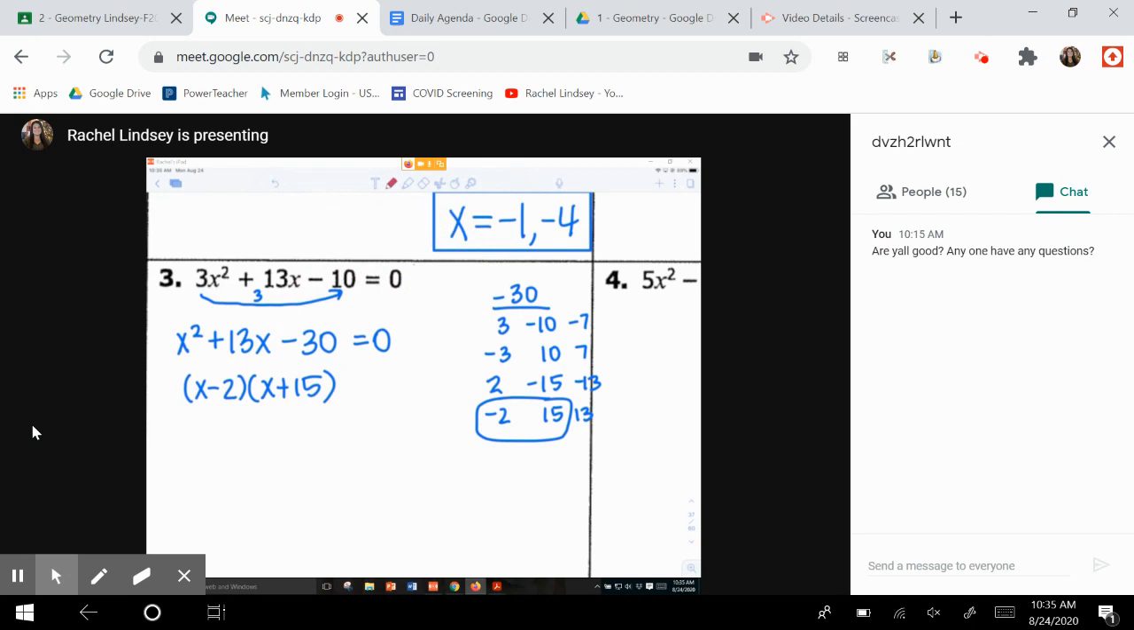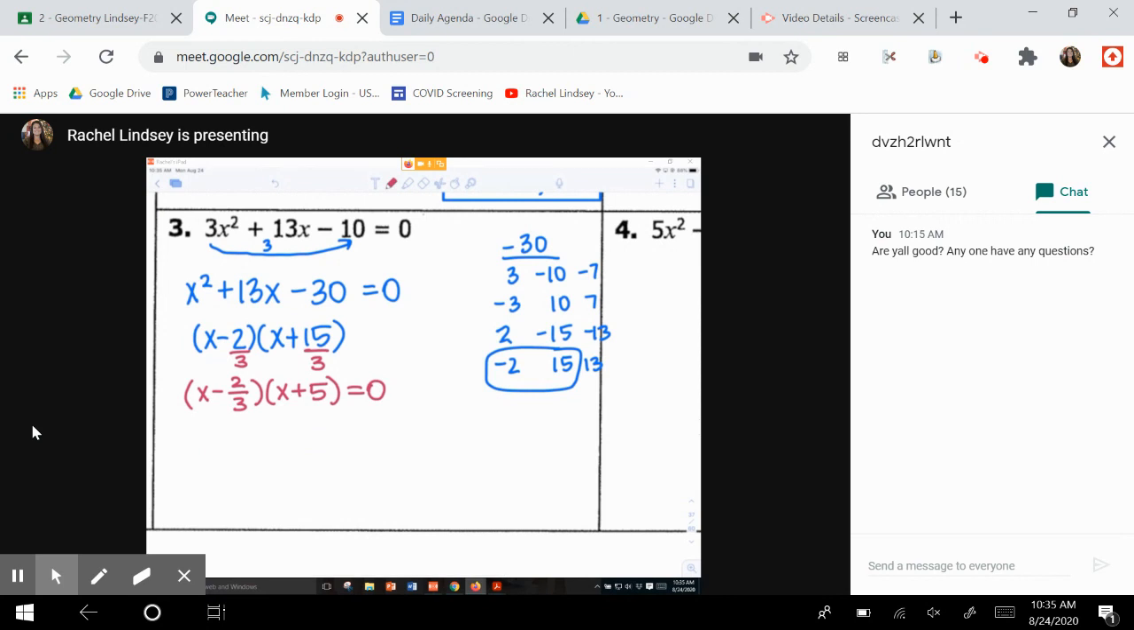Okay. Did my slide, gotta go back and divide. What am I dividing by? 3. So I have x minus 2 over 3 and x plus what? 5. So if we were just factoring, you would need to slide that 3 in front of the x, but since we're solving, we're going to just do zero product property and set those equal to 0. So x minus 2 over 3 equals 0, and x plus 5 equals 0.